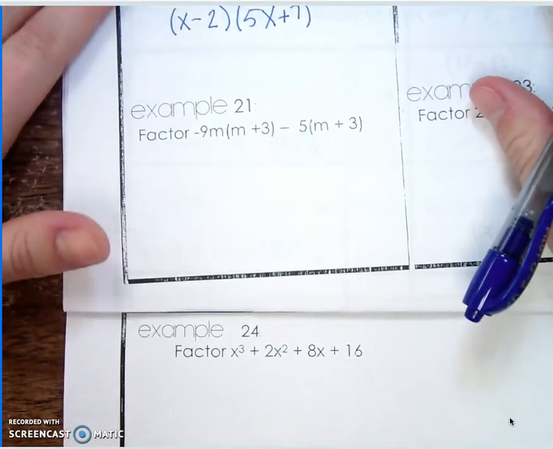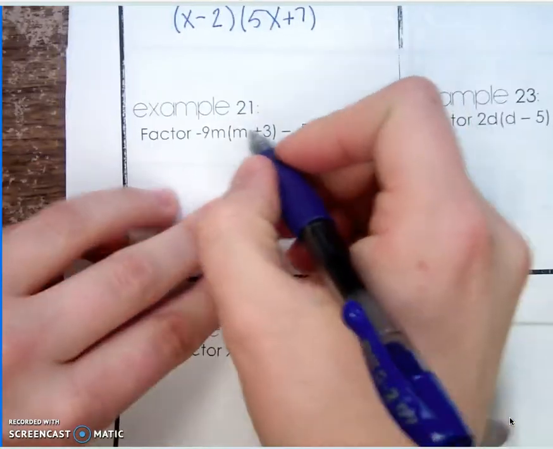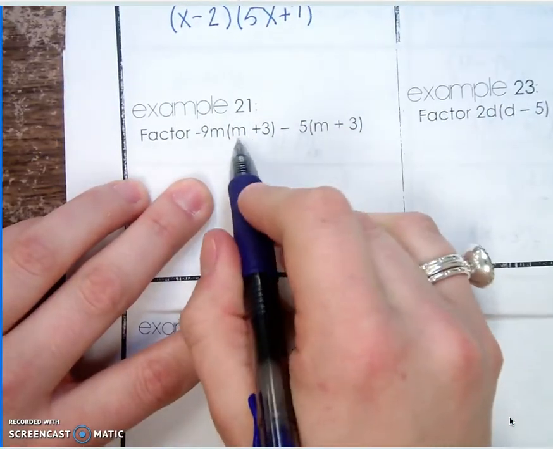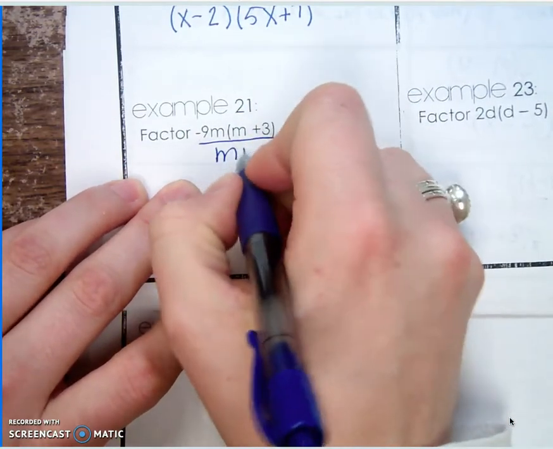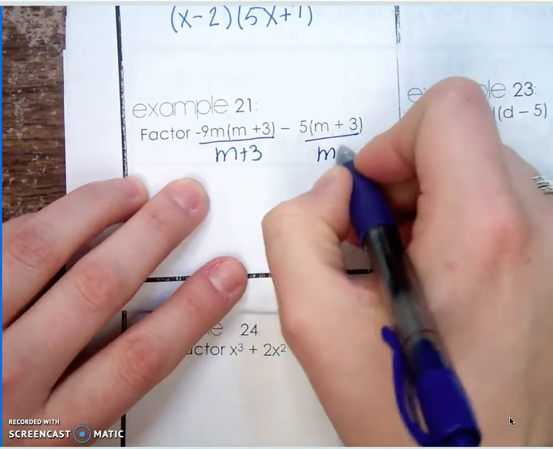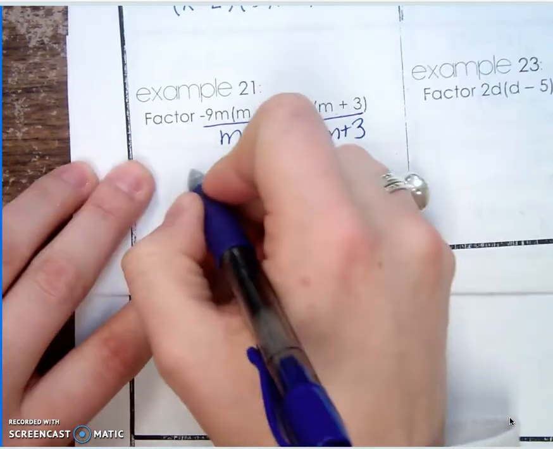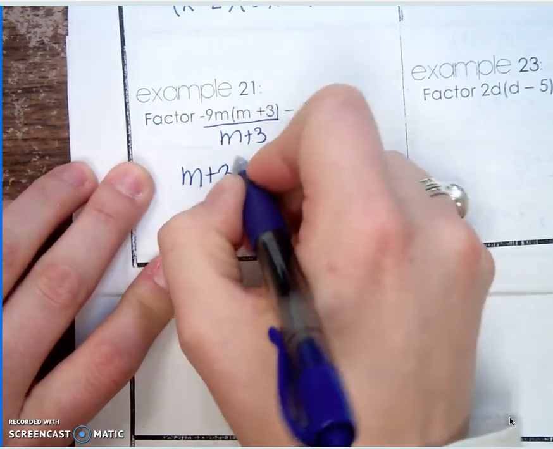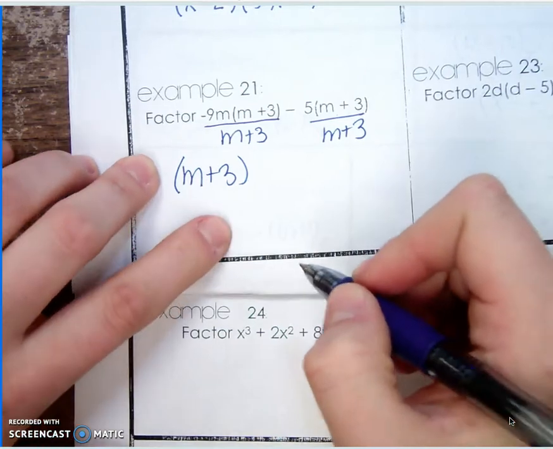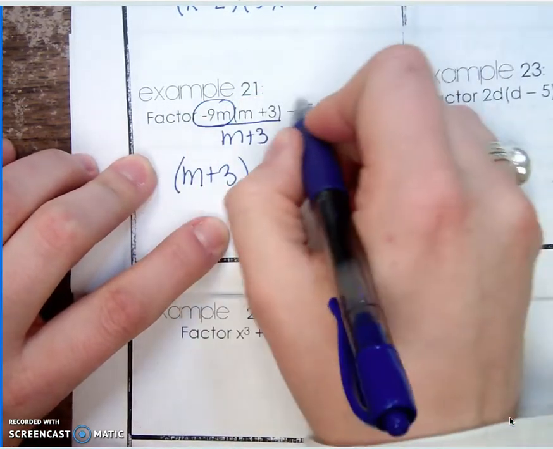21 is very similar. The things that are the same are good on the inside. They're exactly the same. I'm going to divide out that m plus 3. That's my greatest common factor, so that's my first binomial. And then what's left is that negative 9m minus 5.